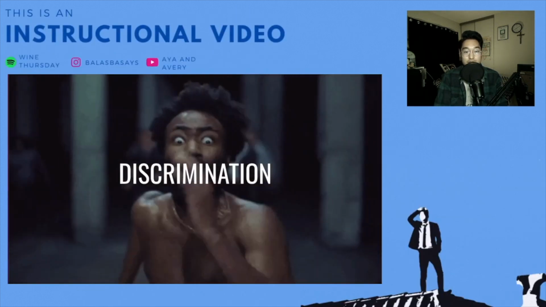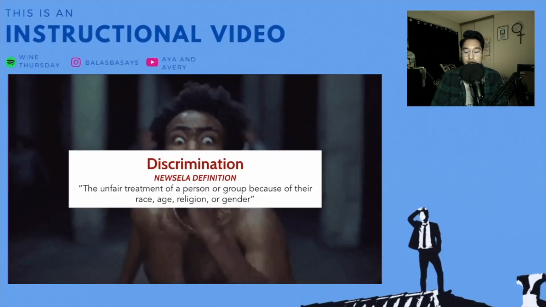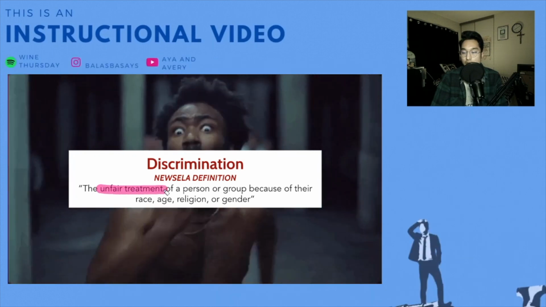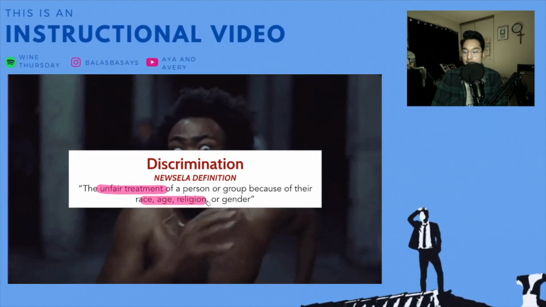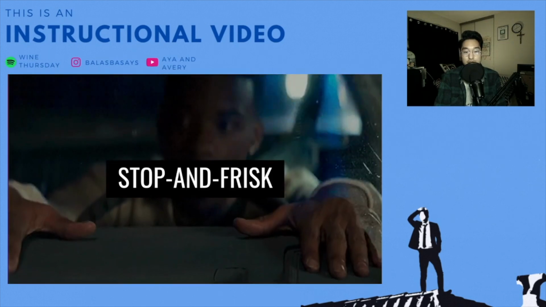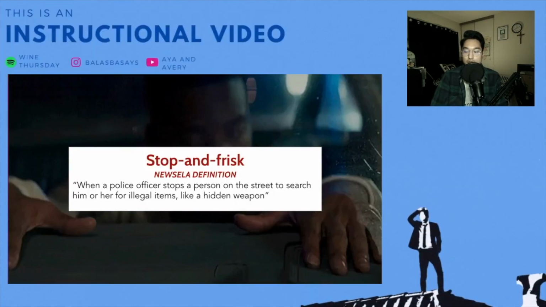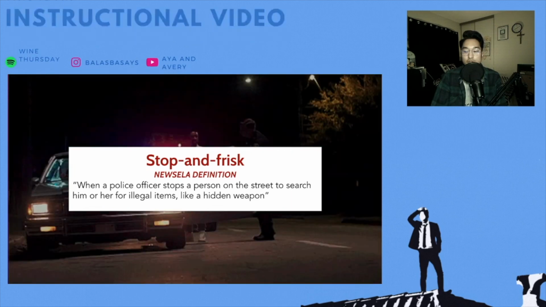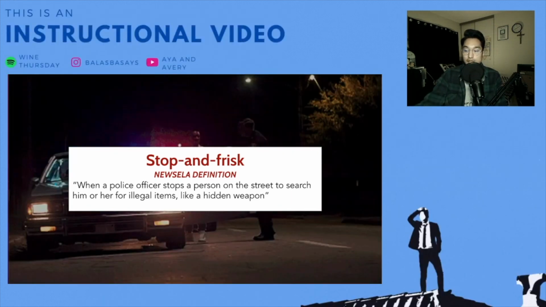The next concept is discrimination, and discrimination is defined as the unfair treatment of a person because of their race, age, religion, or gender. And lastly, stop-and-frisk. Stop-and-frisk is defined as when a police officer stops a person to search him or her for illegal items, like a hidden weapon.